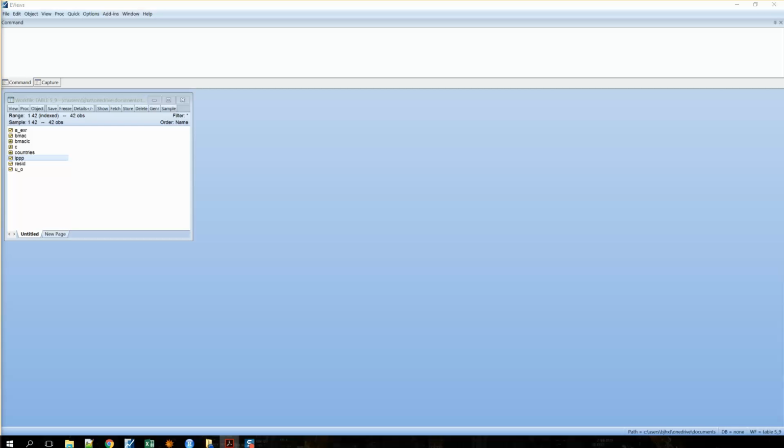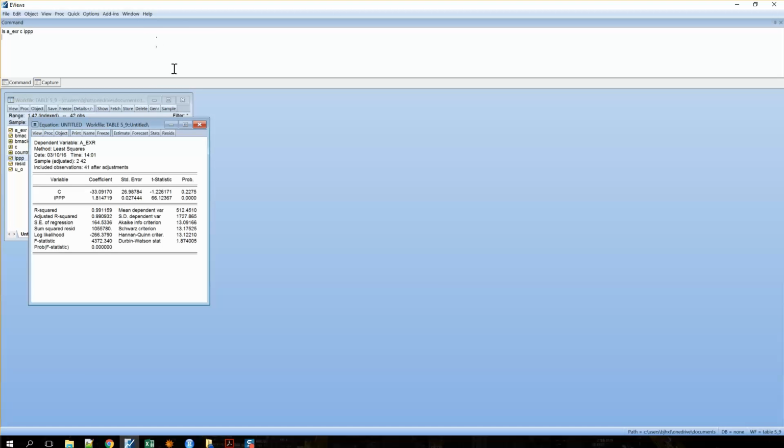So what we can do is run OLS on the actual exchange rate versus the implied purchasing power parity. So let's do that here. So LS AEXR C. Always be sure to include your intercept. Sometimes it's easy to forget. And then IPPP. Okay.